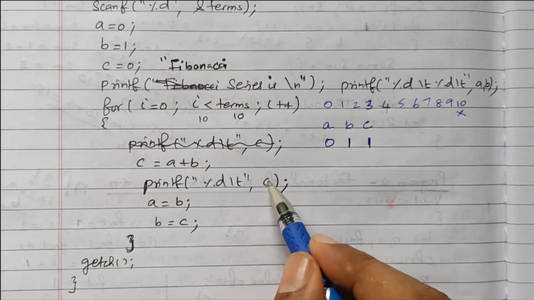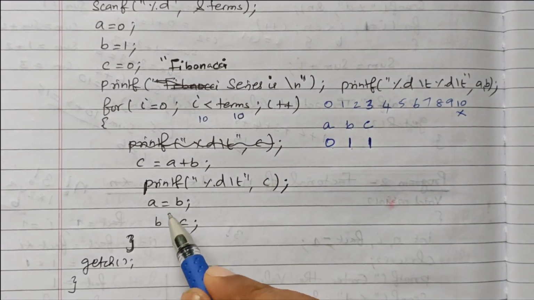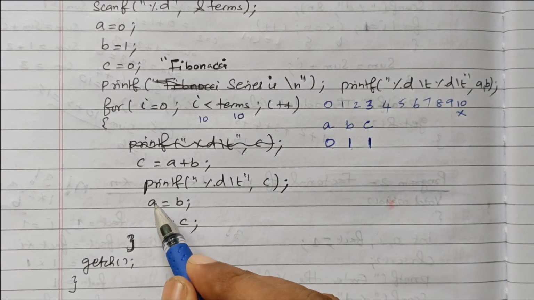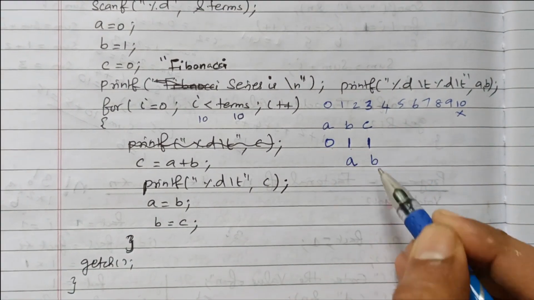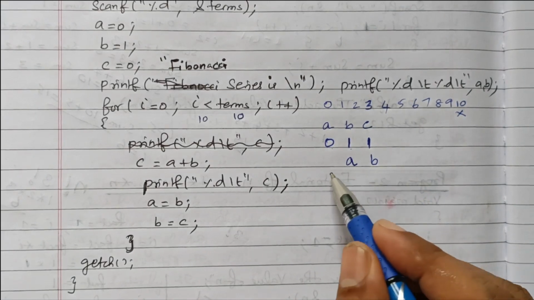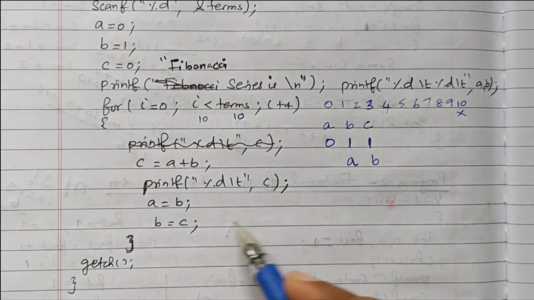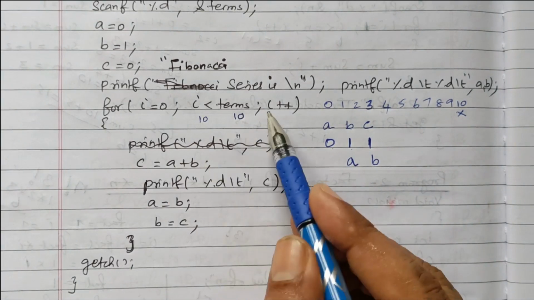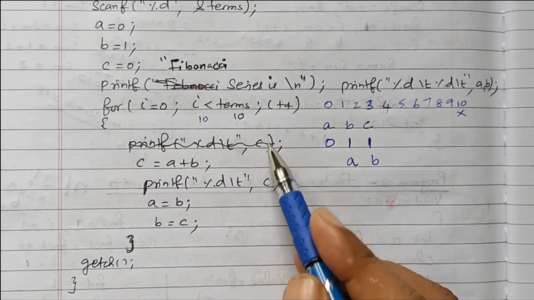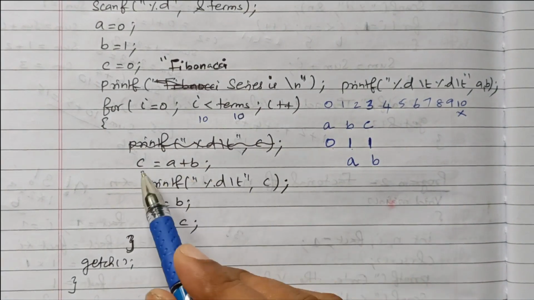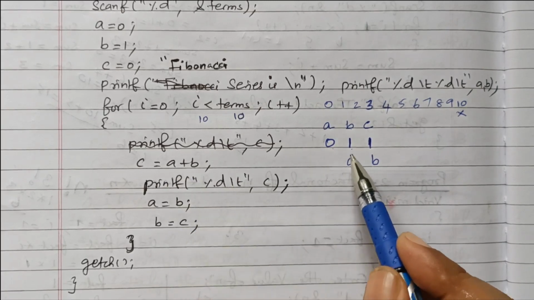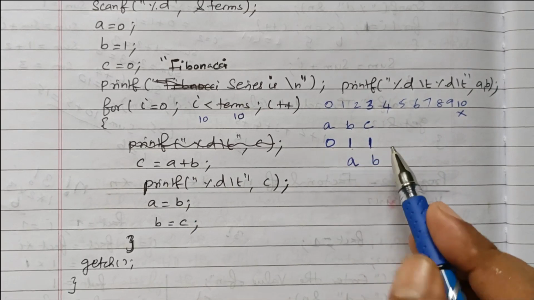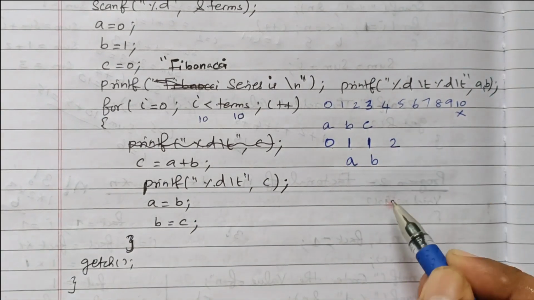After adding and after printing this value, we are exchanging the values. B becomes A now. C becomes B, right. We changed the position. We shifted one position. Again it is incremented. i plus plus means it will go to 2. Now what will happen inside? C equal to A plus B. What is A? A is 1, B is also 1. So 1 plus 1 will give 2, right.